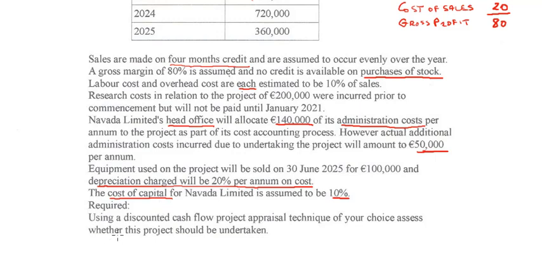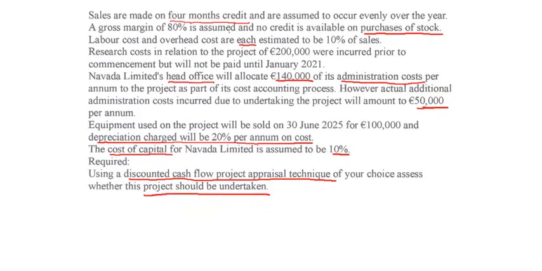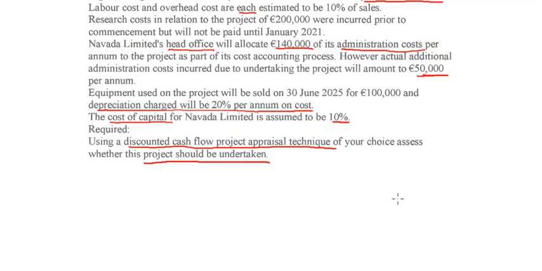So what we're asked to do then is use a discounted cash flow project appraisal technique of your choice, and we want to assess whether the project should be undertaken. So that's the whole idea of this. In advance, we're going to try and estimate what the future cash flows are going to be on a project and try and work out, is the project worthwhile for us, should we go ahead.